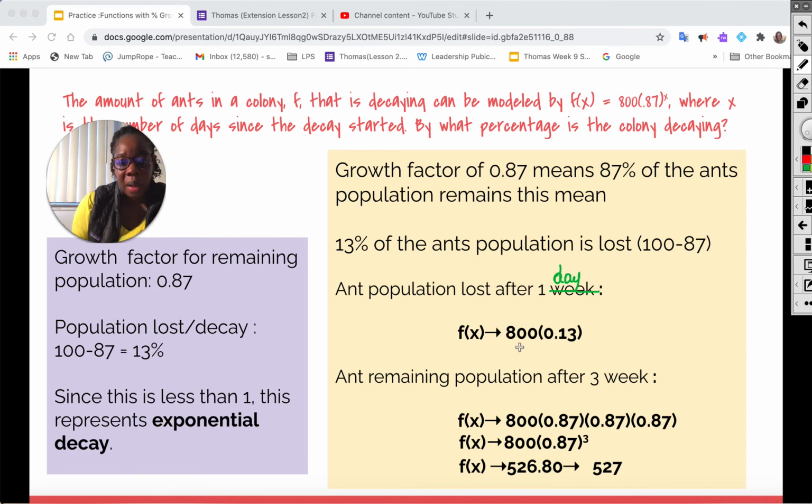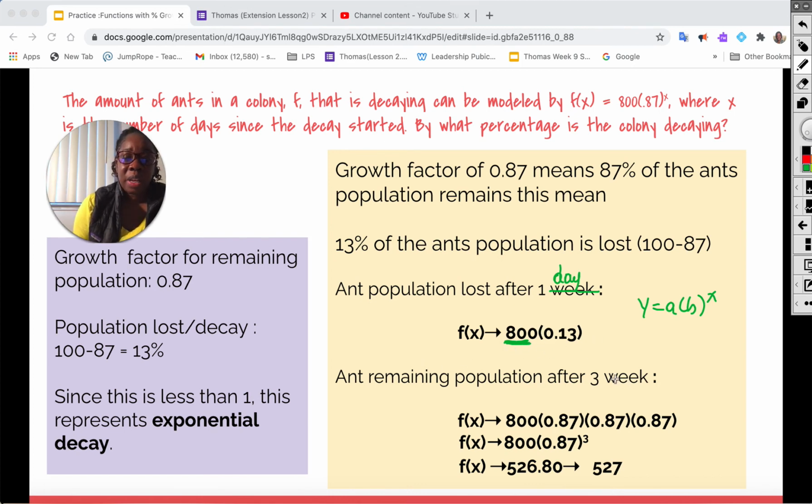then going back to y is equal to a times b to the x, our initial value was 800. And the percent that represents the loss is going to be 13%, which can be represented as 0.13. So we're multiplying 800 by 0.13, and this is after a day.